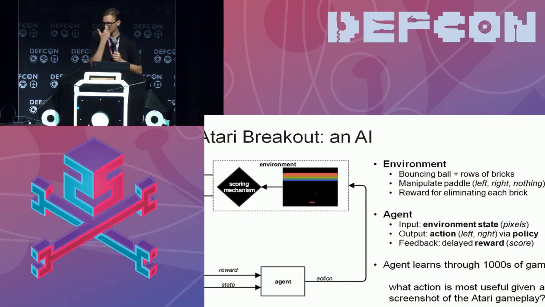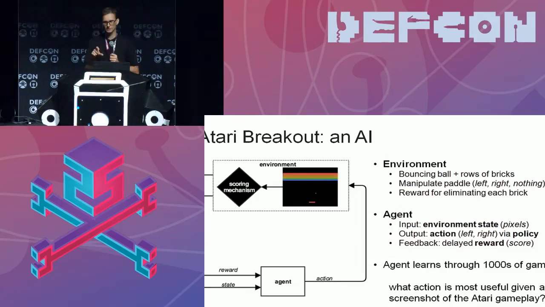Well, one way to do that, which has been done by the folks at OpenAI, is to wrap it in a so-called reinforcement learning framework. And it's actually really simple. So I've got a screenshot from my environment that includes the display of the Atari output. It includes an ability to manipulate the paddle left or right or do nothing. And there's some scoring mechanism. It gives me a reward every time I knock down a brick. And then I train an agent on the bottom side.